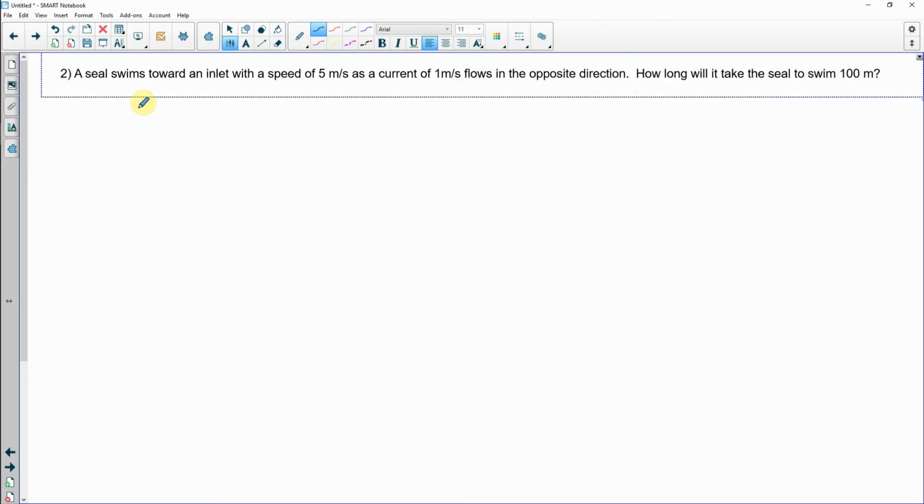Second one, a seal swims towards an inlet at a speed of 5 meters per second as the current flows in the opposite direction at 1 meter per second. How long would it take the seal to swim 100 meters? This is actually a good question just to sort of think about.